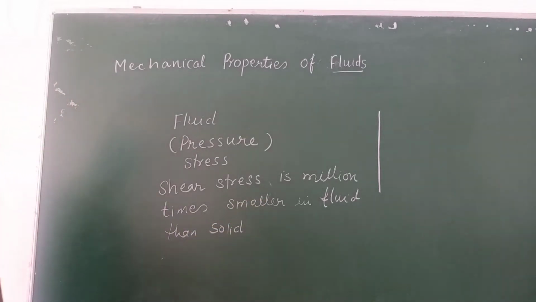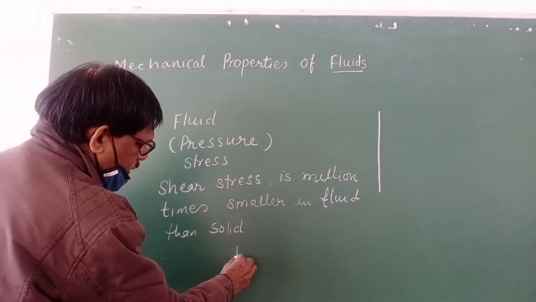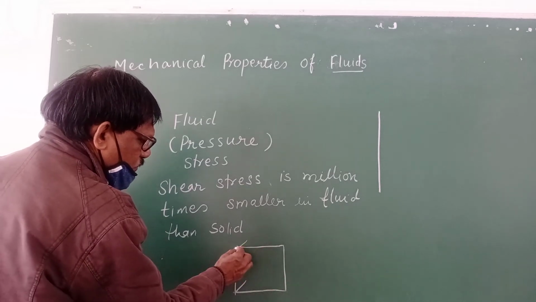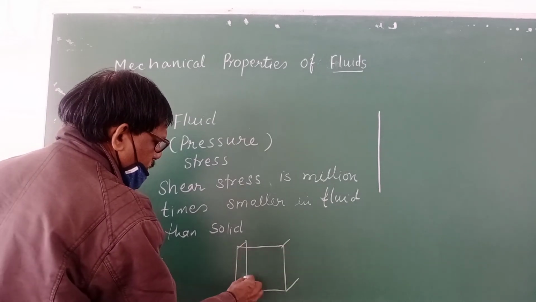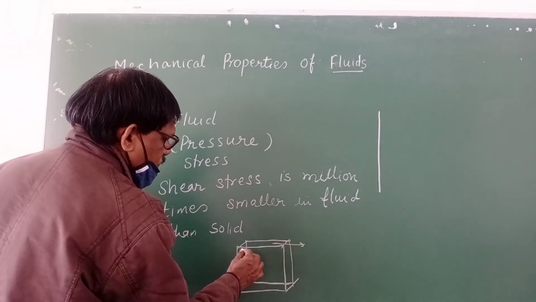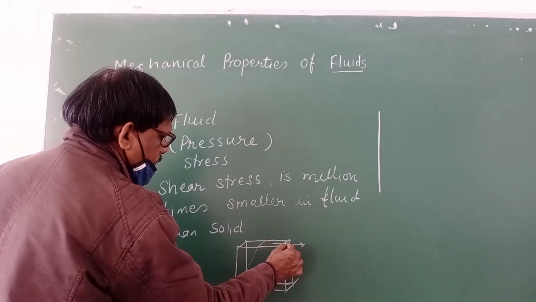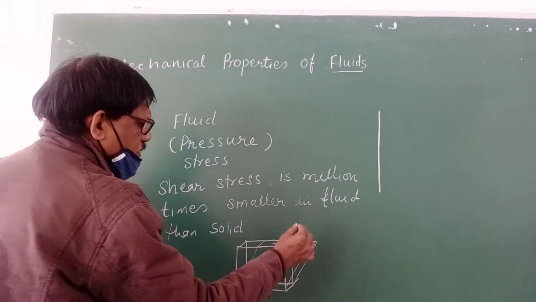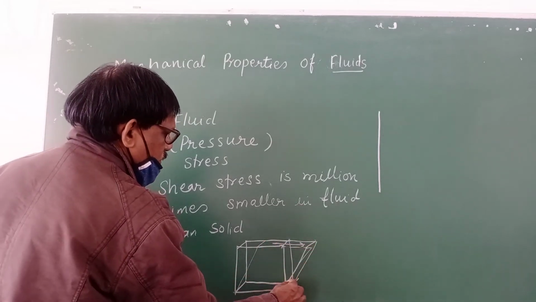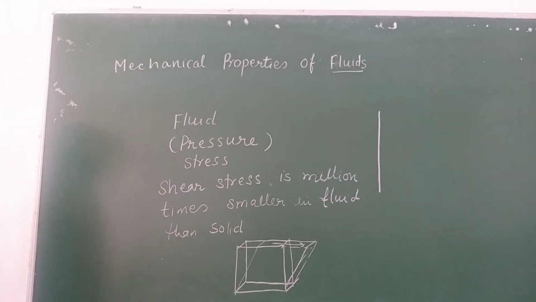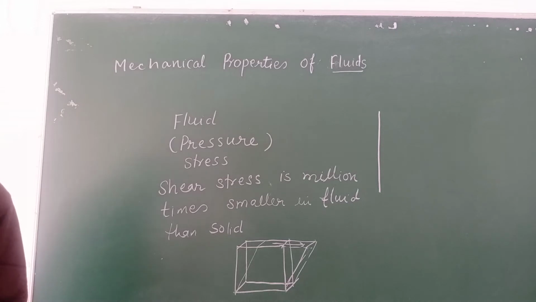Shear stress, do you know what shear stress is? We saw that when we take a cube and the lower portion of the cube is fixed, and a tangential force is applied here, this portion will move like this. Corresponding to this, whatever the stress is, that stress is called the tangential stress. That means a change in the shape of the solid will take place. But for a liquid, it is very small compared to a solid.